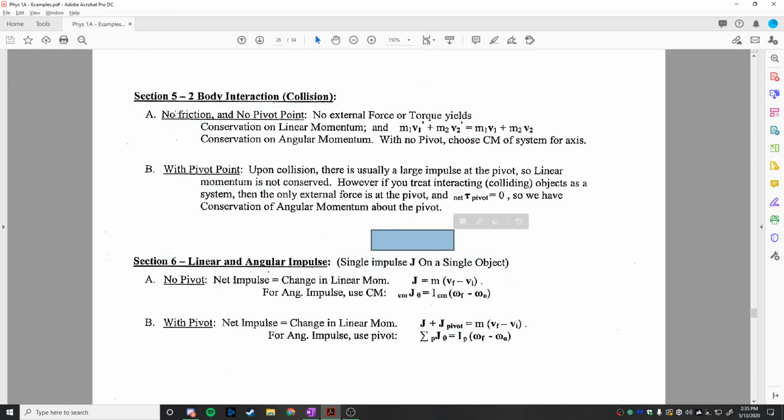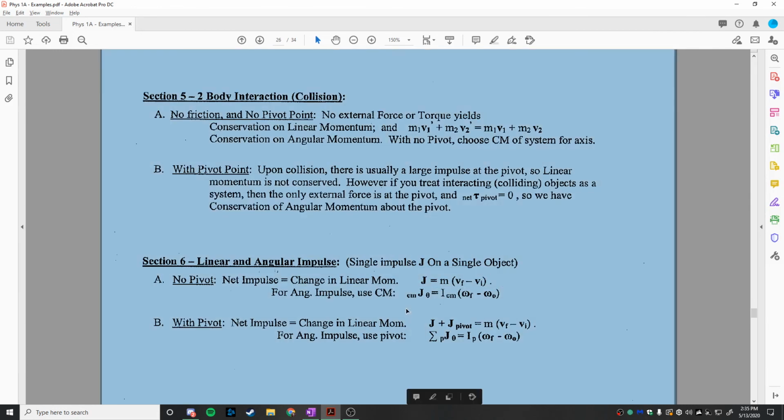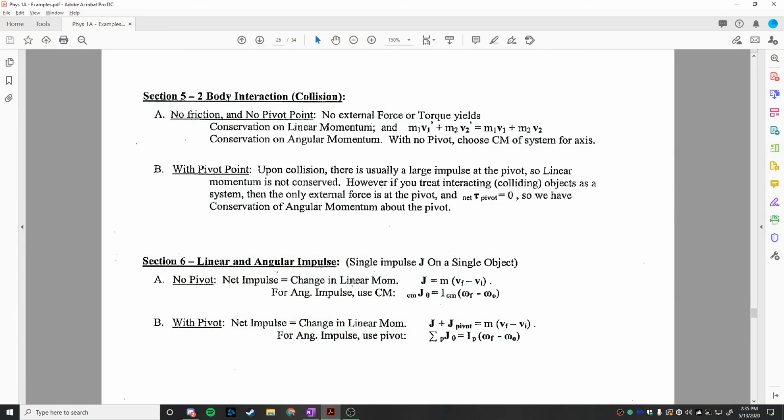And again, we have the distinction between a no pivot system and a system where you do have a pivot. The rules are that when you have no pivot, the net impulse is equal to the change in linear momentum. This is what we've used in the past, early on when we talked about momentum. And then when you have angular impulse, you use the center of mass of the object and say that the angular impulse is equal to the moment of inertia about the center of mass times this. This is the no pivot situation. We'll do some problems like that.